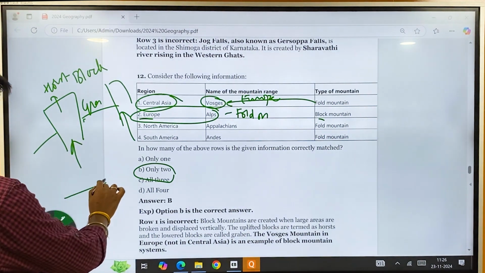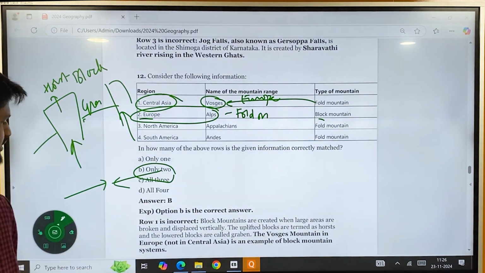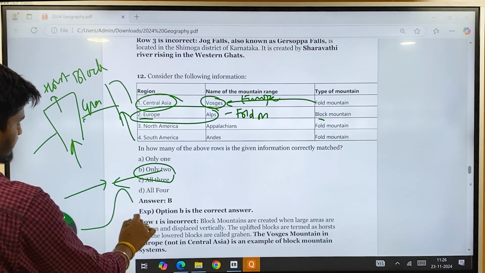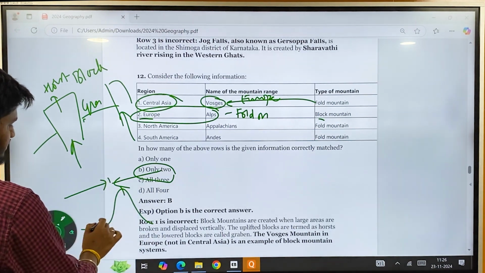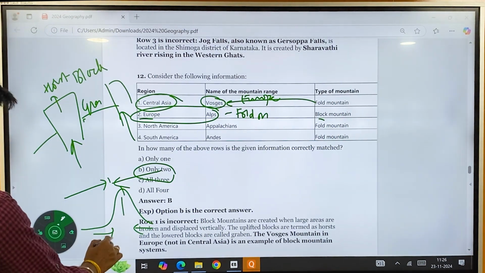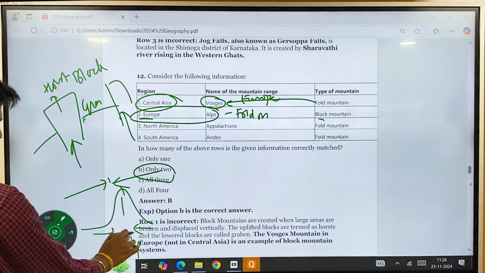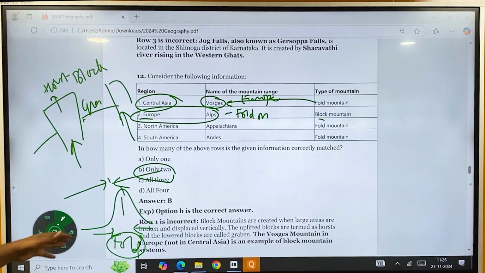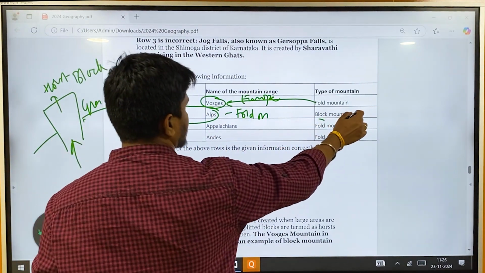In Fold Mountains, if there are two plates moving together, they are going to compress with each other because of compressive forces. It is going to form a fold. This is called Fold Mountains. It is the result of compression. So here Alps is a Fold Mountain, so this is also wrong.